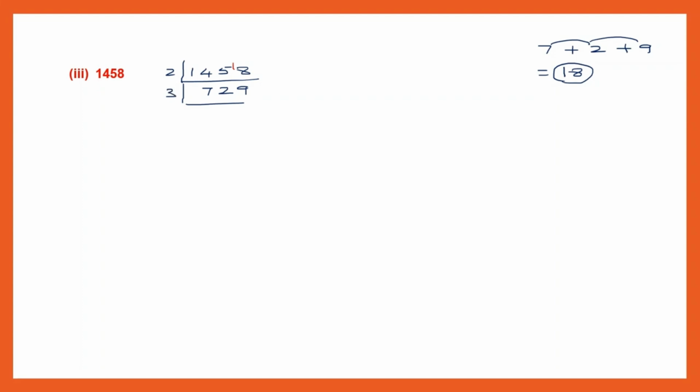So let's see, 3 2s are 6, but that number is 7, so there is 1 left. So we have 12 there. 3 4s are 12 and 3 3s are 9.